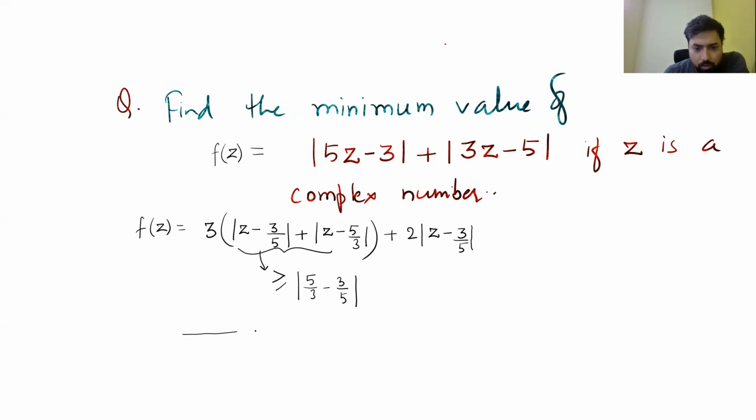See, what is happening over here is z is actually lying. So this is the point 3 by 5 comma 0, and there is some point 5 by 3 comma 0 over here. Now z is lying on this line segment joining these two complex numbers A and B. Now if z lies from here to here, this function attains its minimum value, which is 5 by 3 minus 3 by 5. Okay, so I can write over here modulus of z minus 3 by 5 plus modulus of z minus 5 by 3.